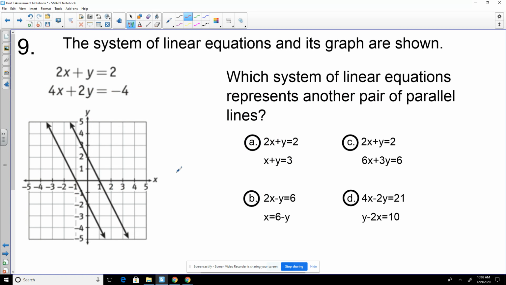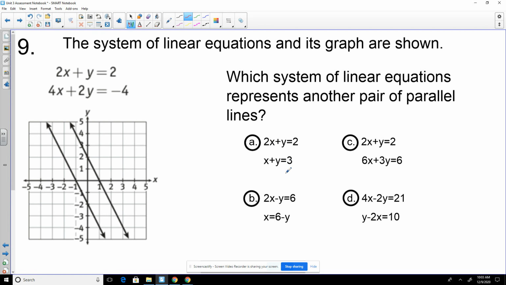Okay. Number 9, the system of linear equations and its graph is shown. So I have a system here and its graph. This is the graph that goes with this system given. Which system of linear equations represents another pair of parallel lines? So we're looking to see which of these system sets would show me another pair of parallel lines that looks like this graph. 2 lines that never intersect.